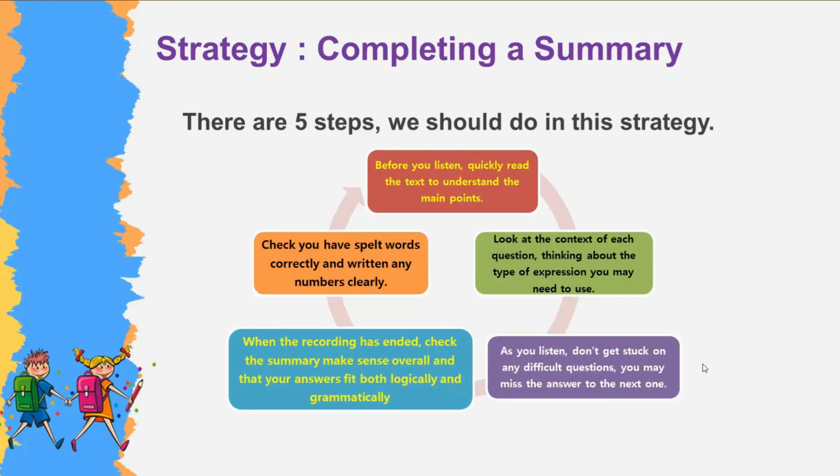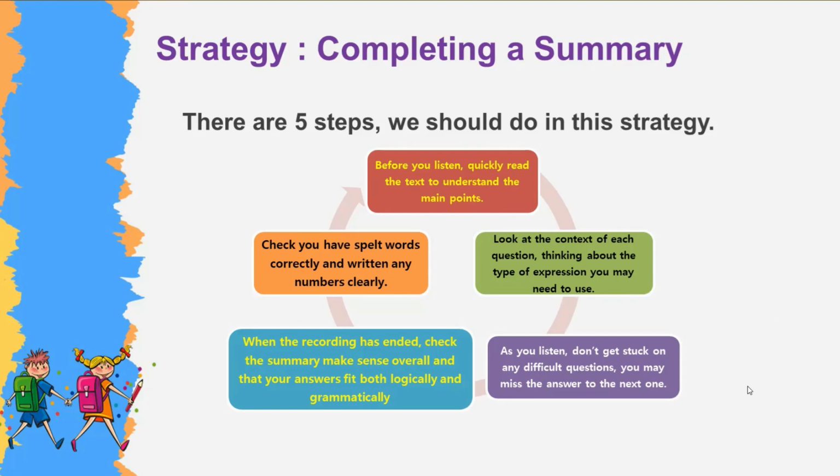And then the next strategy, that is about completing a summary. Okay, in completing a summary here, there are 5 steps that you should do. Okay, of course, before you listen, before the audio is played, so you have to quickly read the text to understand the main points. This is the first that you have to do.